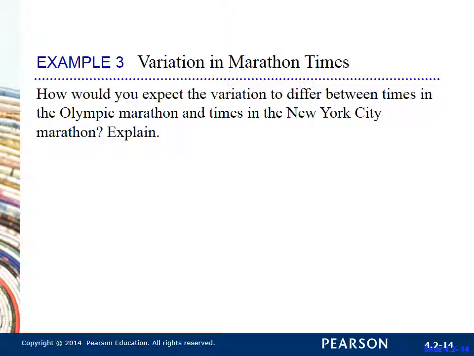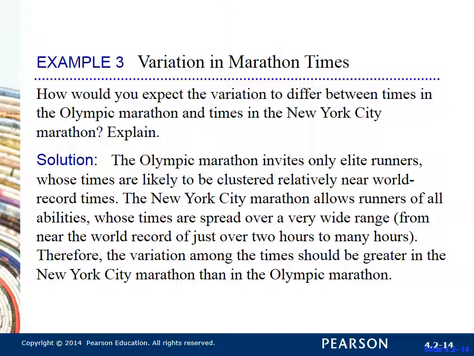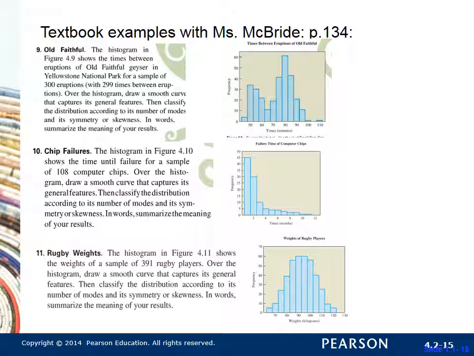So how would you expect the variation to differ between times in the Olympic marathon and times in the New York City marathon? Well, the Olympic only has those elite runners, so it's going to be very tightly clustered. You know how they all come in really close to each other. The New York City marathon, on the other hand, allows for runners from all abilities, so the variation is going to be much greater, spread out about the center.